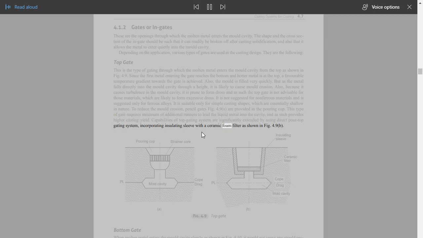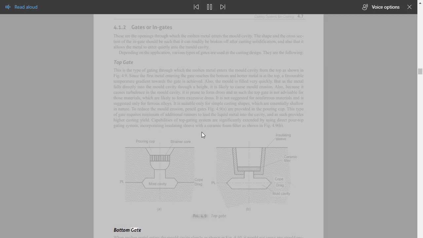incorporating an insulating sleeve with a ceramic foam filter as shown in Fig. 4.9b. Pouring cup, strainer core. PL, mold cavity, cope, drag. Insulating sleeve. Ceramic filter. Cope, drag, PL. Mold cavity. A, B. Fig. 4.9 Top gate.